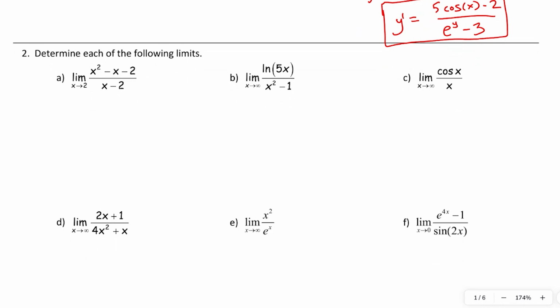Notice if I try to plug in 2 here, I'm going to get 0 on top, 0 on the bottom. So that's how I know I'm going to use L'Hopital's rule. So I'm going to differentiate both the top and the bottom here. The derivative of the top is going to be 2x minus 1. The derivative of the bottom is just 1. And now I have no problem doing direct substitution. Plugging in 2 is going to be 2 times 2 minus 1, which is 3.